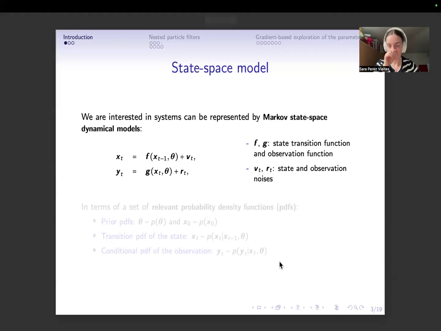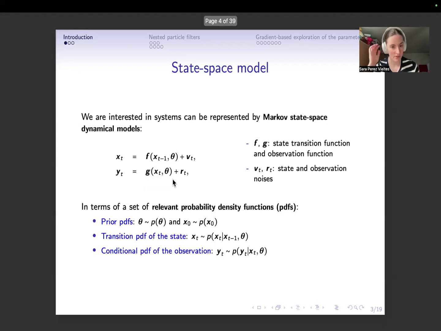Okay, so first of all, we are interested in some specific type of dynamical systems that can be represented by Markov state space models. So we have a state xt that represents the state of the system at the current time, and an observation yt that is a partial and noisy version of the state. So both of them are going to be noisy. They both have some additive noise, V and R. And they are modeled with these two functions, f and g, where f is a function of the previous state of the system that is parameterized by theta. And the same happens with the observational function g, that depends on the current state and some parameters theta.